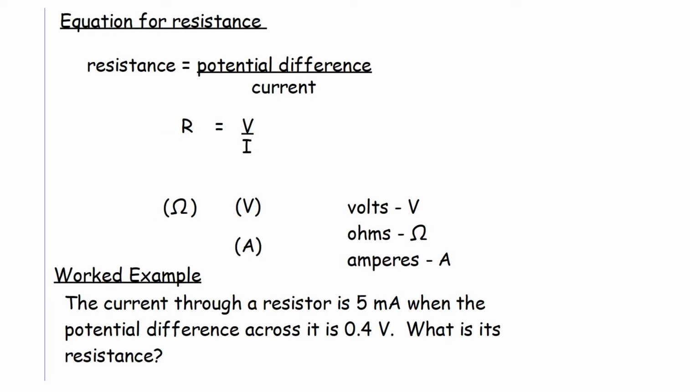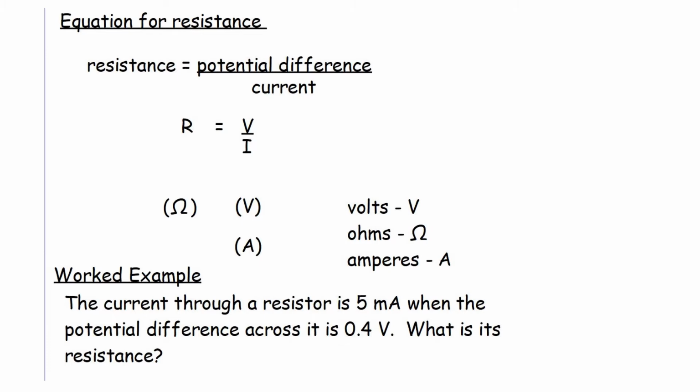You will have met the equation for resistance. Resistance equals potential difference divided by current. R equals V over I. The unit of resistance is the ohm, omega symbol, where we have voltage in volts and the current in amps.